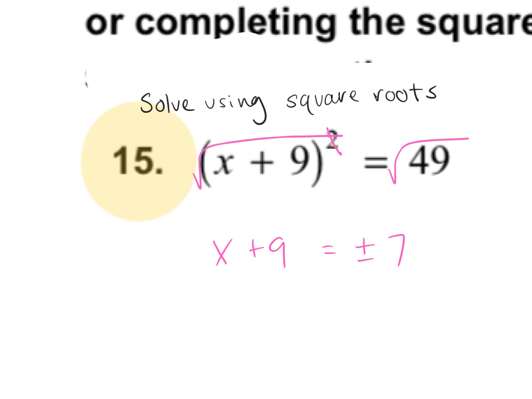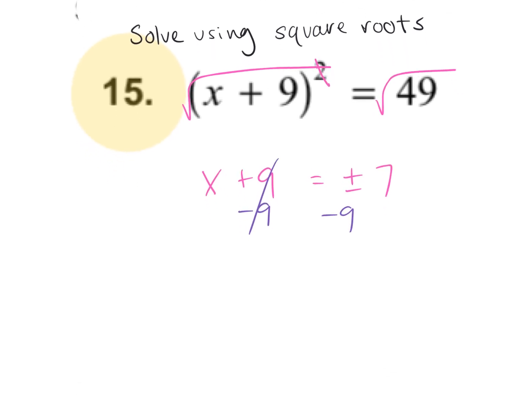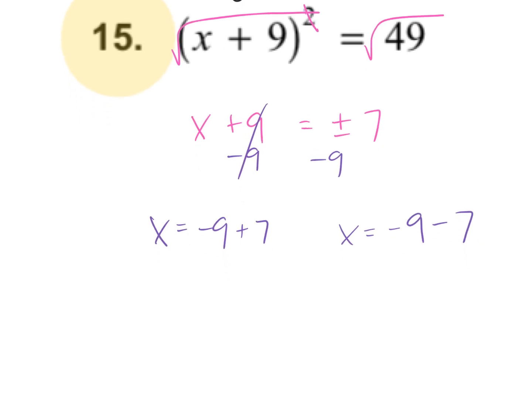What do we do next? Subtract 9. Can I combine -9 and 7? Yes. So we want to split this up. So I have x is equal to -9 plus 7. And x is equal to -9 minus 7. So x is equal to what?